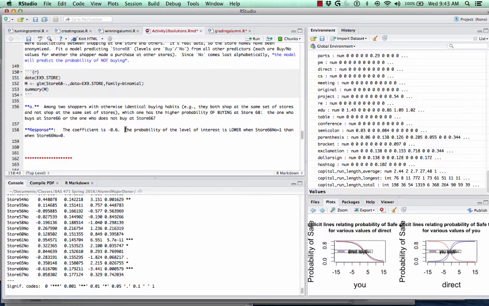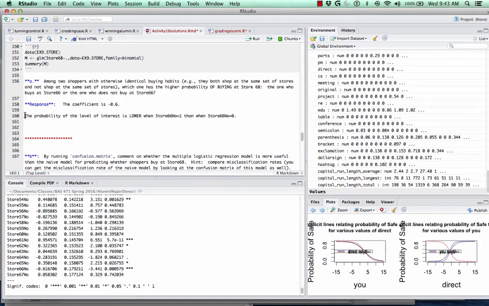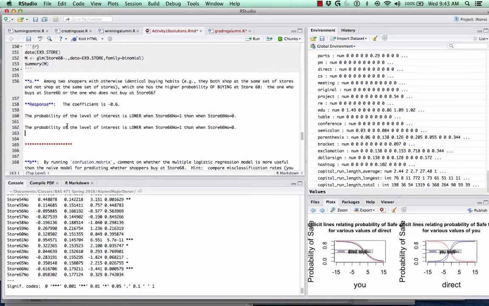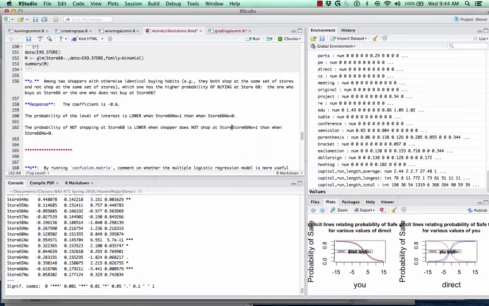All right, so I'm going to have to reason this through, so I'm just going to copy and paste this. So the level of interest is not shopping at store 68 here. That's basically what we're predicting. It's lower when store 66 no equals 1 than when store 66 no equals 0. So store 66 no means that they don't shop at store 66. Shopper does not shop at store 66.